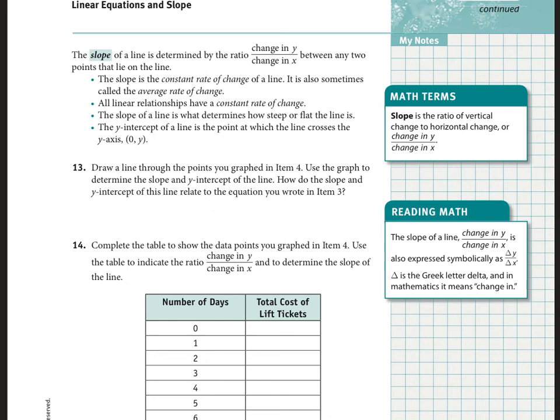This other one here, the y-intercept. To intercept is like where you touch something. So the y-intercept of a line is the point where the line crosses the y-axis, and we're going to take a look at that in just a second. All right, so let's go back and draw a line through the points that we graphed in item 4, and then we're going to use our graph to determine the slope.